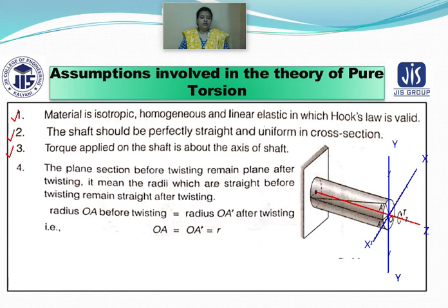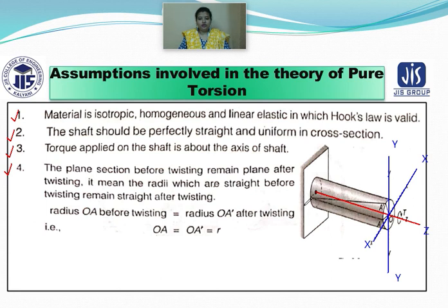Now we are coming to the fourth assumption. In this fourth assumption, what has been told, you just have a look here. That is the plane section. You can see this circular one is your plane section. Before twisting and after twisting, it should remain plane. Is that clear? I mean to say the plane section before twisting should remain plane after twisting also.